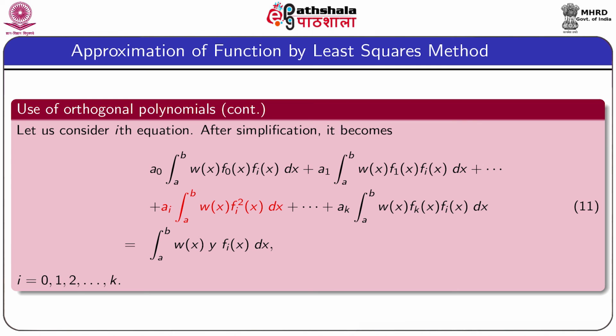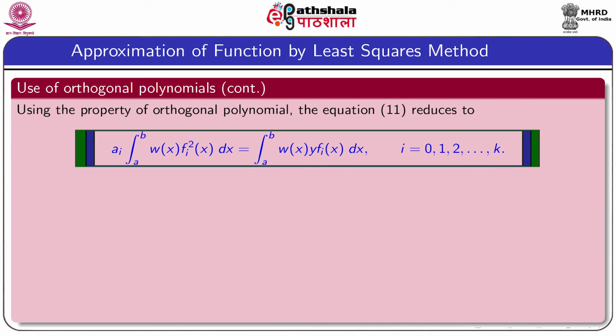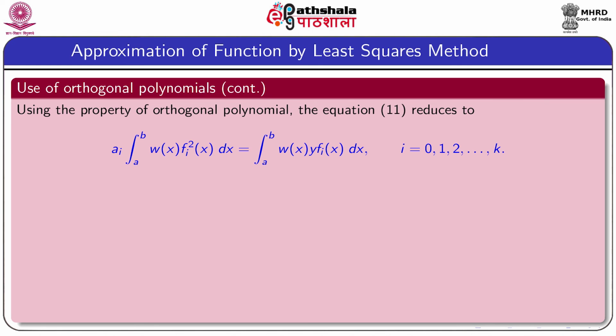That means after simplification, this equation reduces to ai into integration a to b w(x) fi square(x) dx equals integration a to b w(x) into y into fi(x) dx, and this is true for all i equal to 0, 1 up to k.